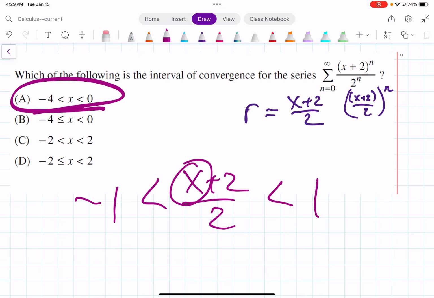Because we're going to multiply by 2, subtract 2. If it's 0, it's 2 over 2, which is 1. If it's -4, it's -2 over 2, which is -1. Correct. That's another good thought.